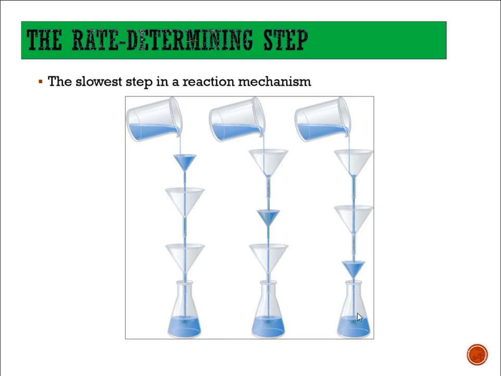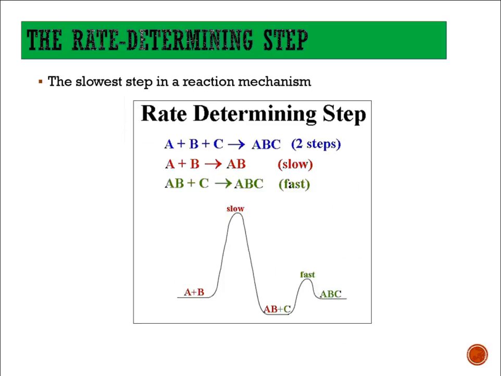This is a graphic just to illustrate the concept. Coming next is the rate determining step. In any series of reactions, the rate determining step is going to dictate the rate of the reaction. So we have in these three images a small funnel with two larger funnels. And regardless of how you pour, you're going to have a log jam at the smallest funnel. And that's the concept behind the rate determining step, the slow step of a reaction driving the kinetics involved.